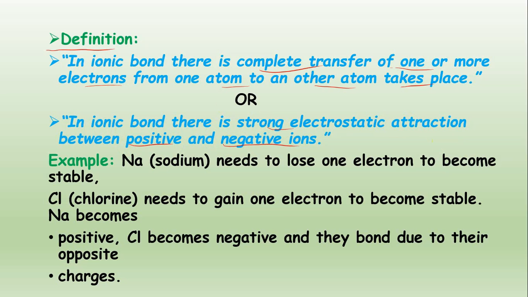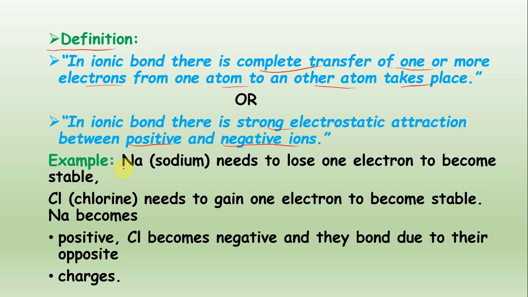As I have told you, when atoms lose electrons, they become positive, and when they gain electrons, they become negative ions. So there will be a strong electrostatic force of attraction between them. That is the reason ionic compounds are solid in state. At this point we will discuss the properties of ionic bonds.